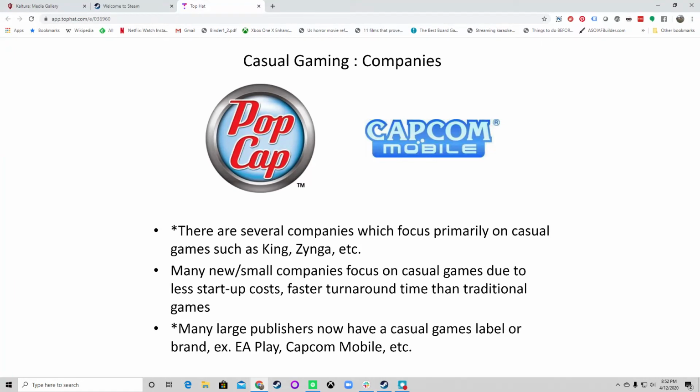A lot of the larger publishers now have a casual games label, or they've bought some of these games. EA Play for EA, for example, bought out PopCap. Activision has purchased King, so it's clear that this is a big part of the gaming industry, and it's actually now bigger than the traditional console market.